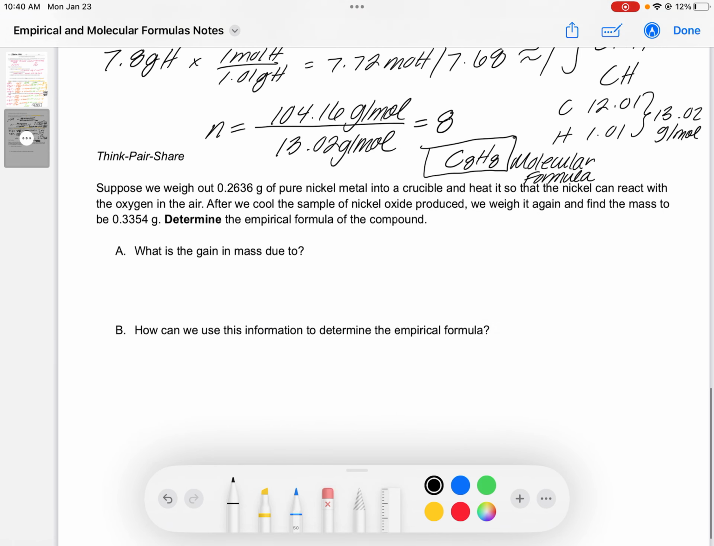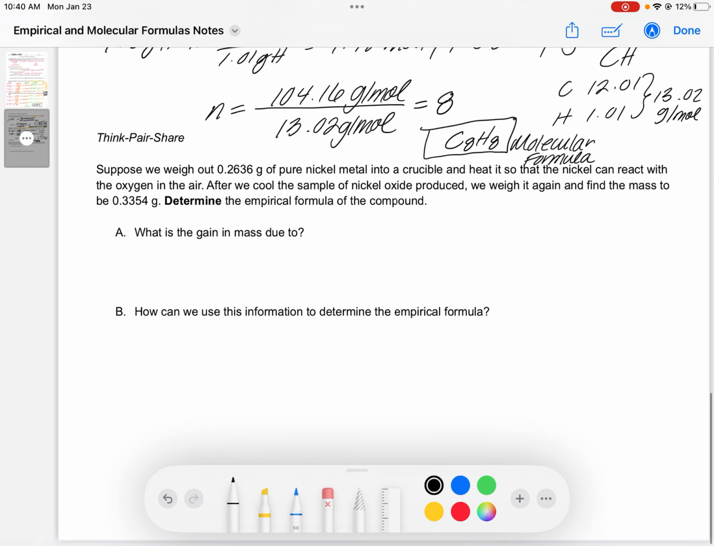Last question I have for you here is a thought problem. So it says, suppose we weigh out 0.2636 grams of pure nickel metal into a crucible and heat it so that the nickel can react with the oxygen in the air. After we cool the sample of nickel oxide produced, we weigh it again and find the mass to be 0.3354 grams. Determine the empirical formula of the compound.